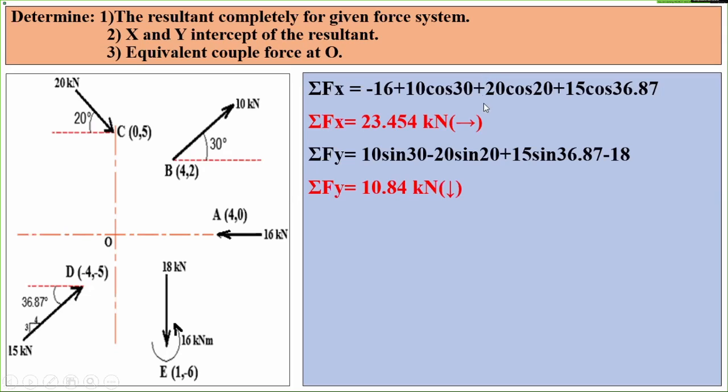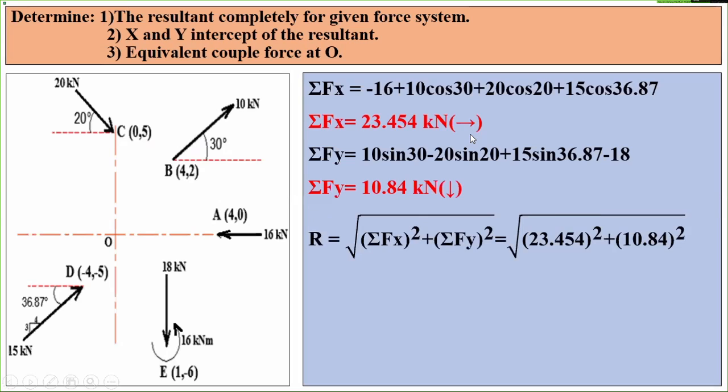And what will happen here? If one of the signs in the summation of fx is wrong, suppose instead of positive for this 20 cos 20, you have taken it negative, so this will be wrong, and you will not get the mark. Even though your summation of fy is correct, you will get only 1 mark for summation of fy.